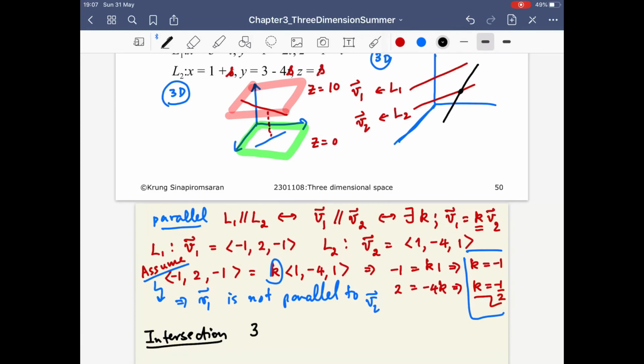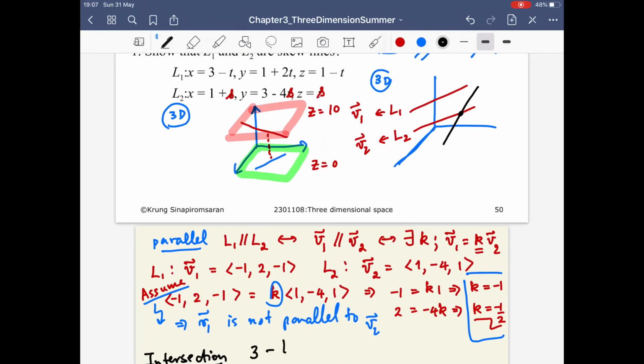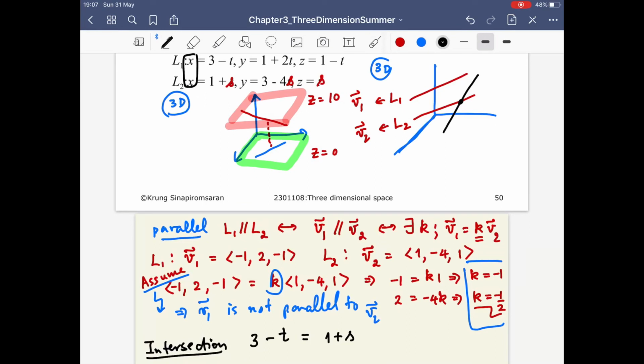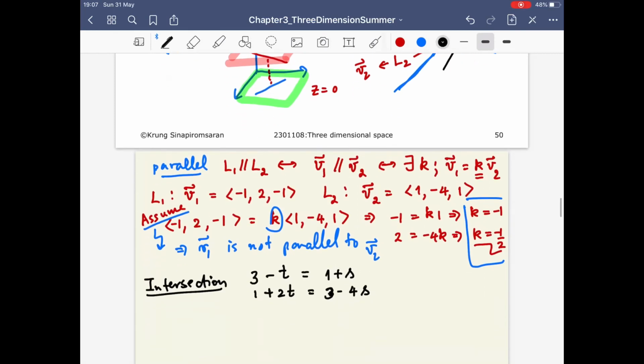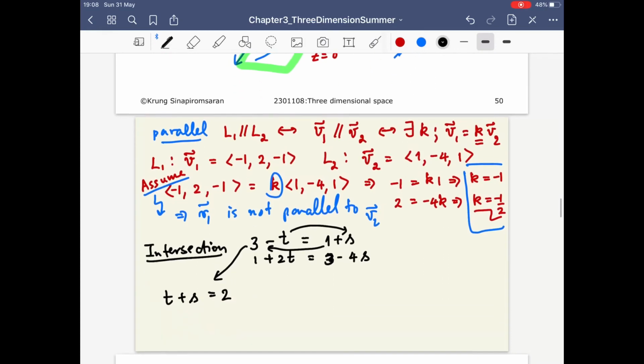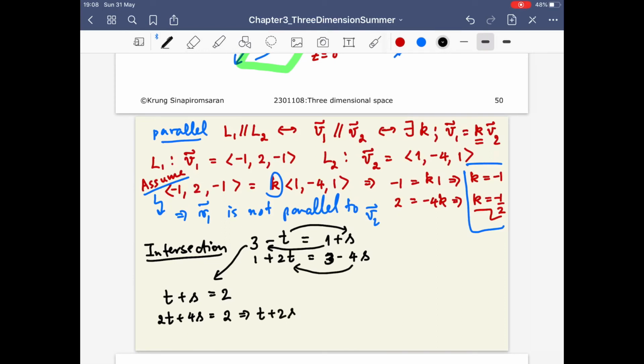So you have 3 minus t must be equal to 1 plus s, okay? So this one is to share the same x, and to share the same y you have 1 plus 2t must be equal to 3 minus 4s, okay? This is the equation that shares the same y. So for the first equation, let us rewrite it. You have t plus s, so I move the t over there, and then move the one back here. So your t plus s becomes 2, and the second one you have 2t and 4s, okay? So I move it here, equals 2 as well, or you have t plus 2s equals 1.